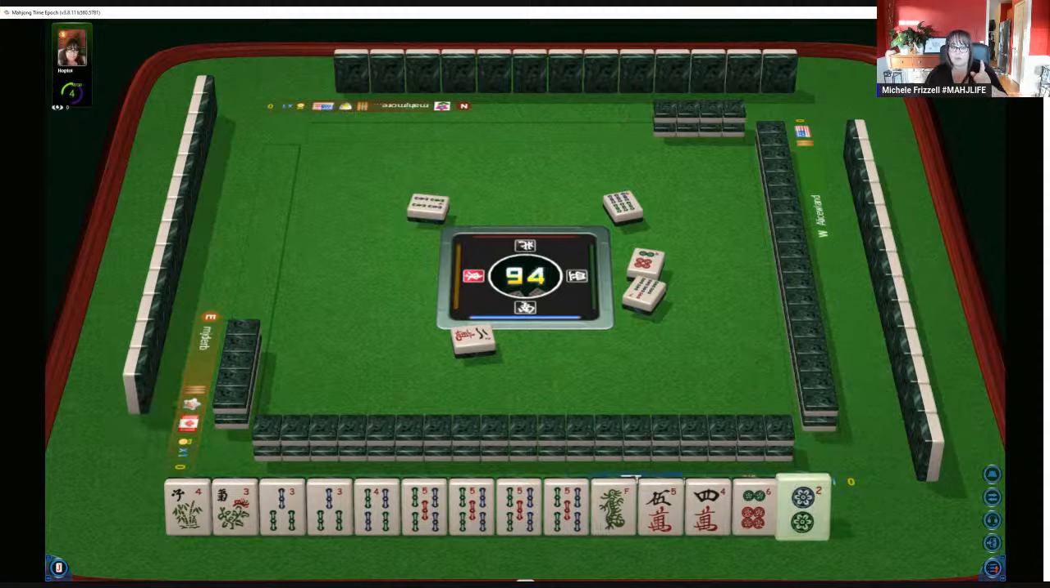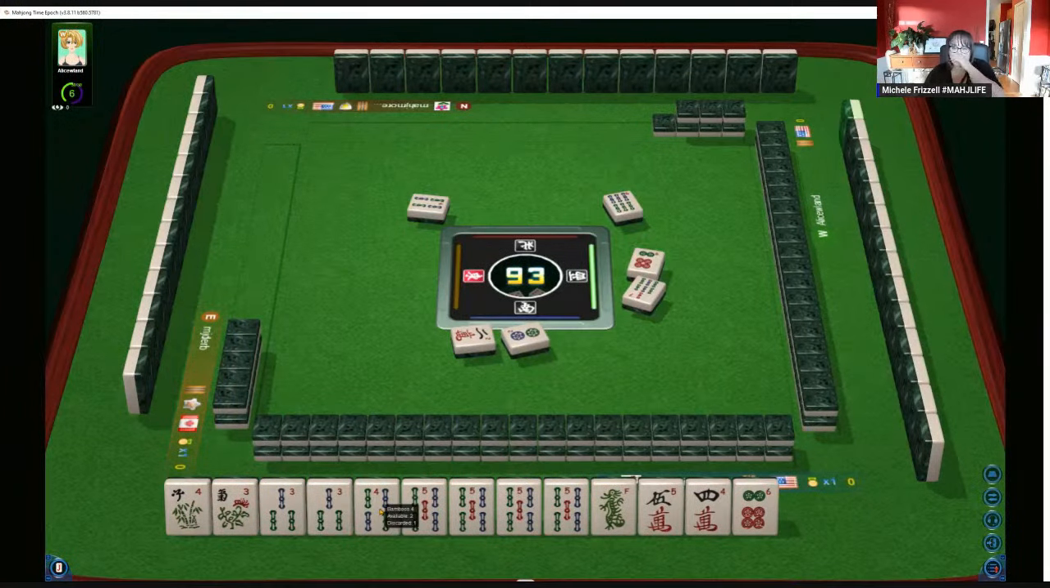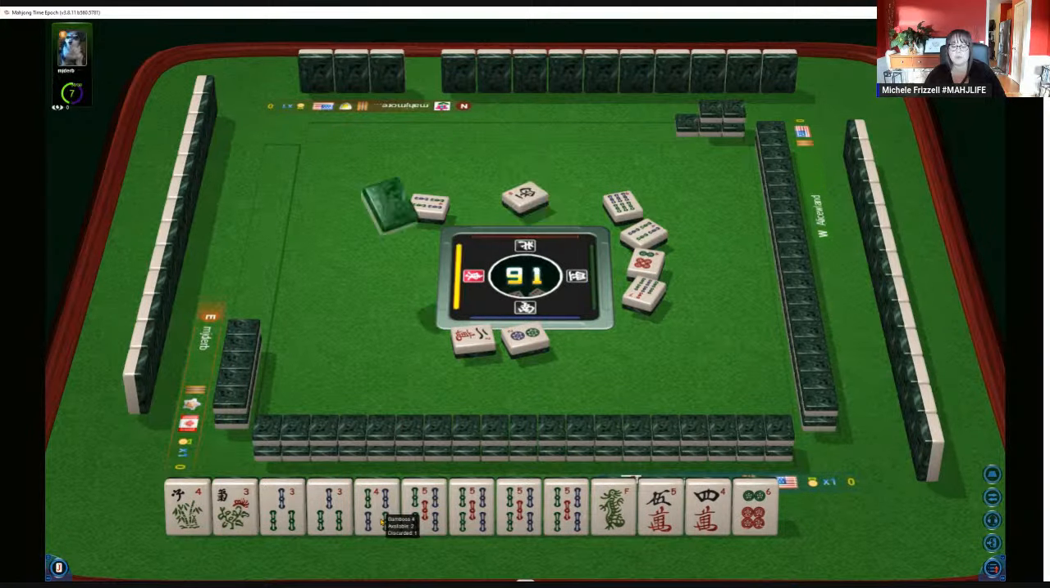But now our 4 BAM just went down. So we are going to need a joker. 2 dots. We're going to need a joker for that 4 BAM. 4 bamboos. Now we'll need 2. West wind. We'll need 2 jokers.